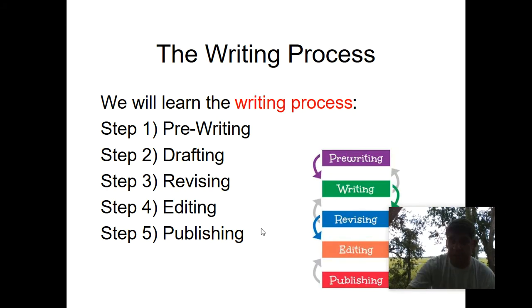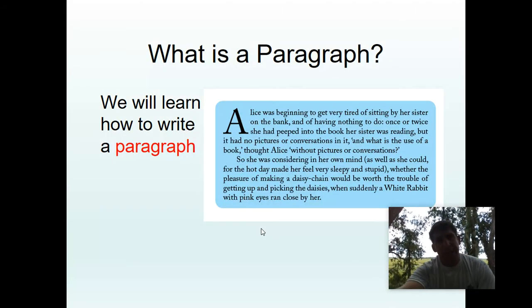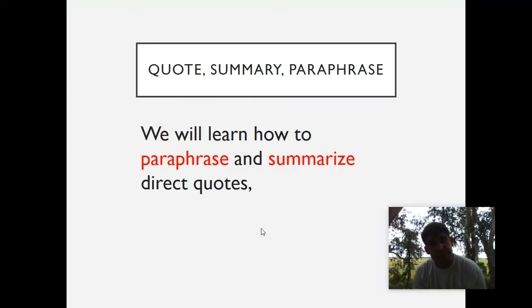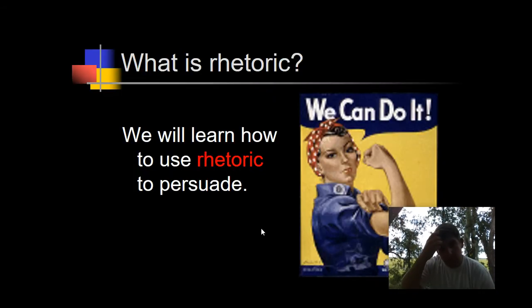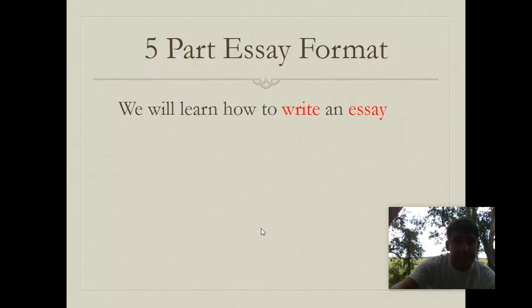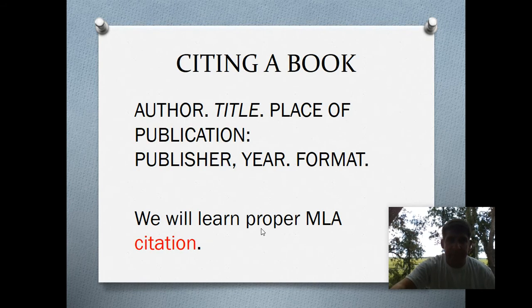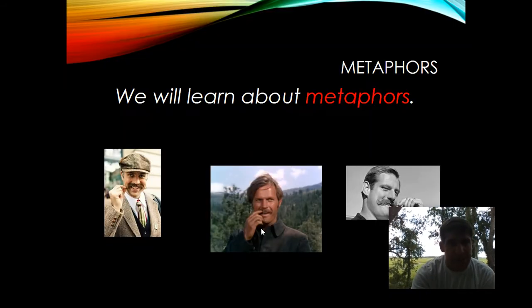We'll learn about the writing process. It has 5 steps. We'll learn about each of those, and we'll learn about recursion. We'll learn about what a paragraph is. We'll learn how to frame quotes properly. We'll learn the difference between quotation and paraphrase and a summary in our writing. We'll learn about rhetoric, and we'll learn how to use rhetoric to persuade. We will learn how to write an essay, starting with the 5-part essay format. We'll learn how to avoid plagiarism. We will learn about proper MLA citation.